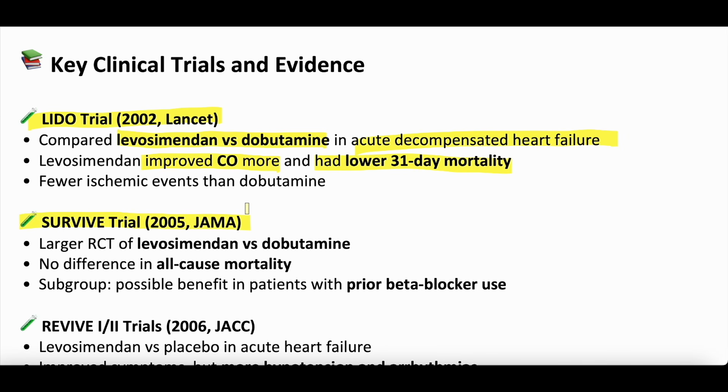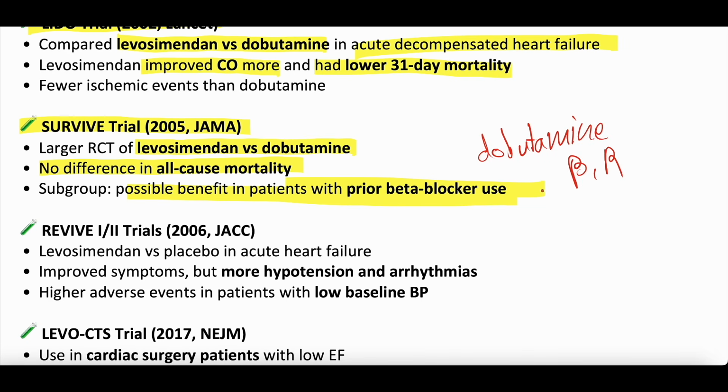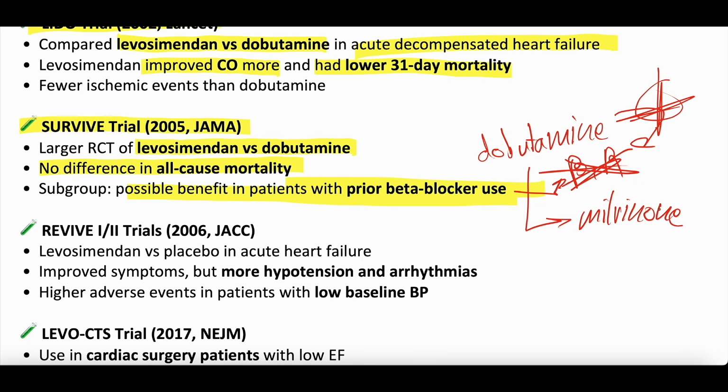There's the SURVIVE trial in 2005 in JAMA. It's a large RCT, randomized controlled trial of Levosimendan versus Dobutamine. There's no difference in all-cause mortality here, but possibly a benefit in patients on beta blocker use. This is not atypical, right? Dobutamine, as we've talked about in the Dobutamine episode, affects beta-1 receptors. So if you're on a beta blocker and your beta-1 receptors are blocked, Dobutamine won't really be able to work well. So it's not a surprise that Levosimendan may have been better in patients on beta blockers. All right, this is why in patients on beta blockers, instead of Dobutamine in the US, we tend to use Milrinone, because Milrinone works on phosphodiesterase 3 receptors.